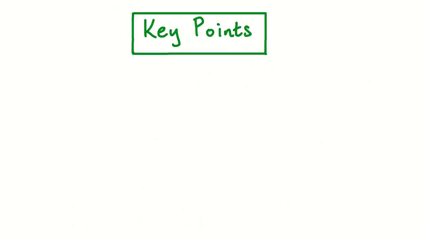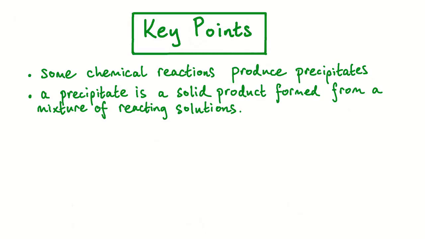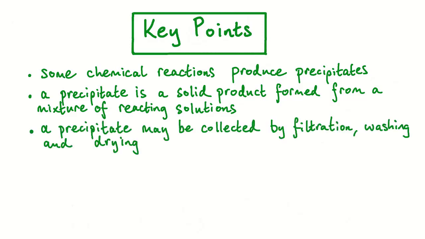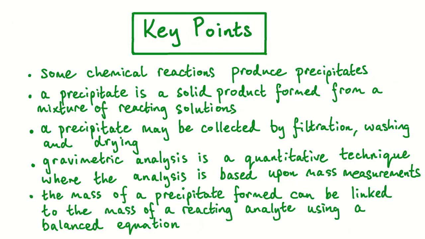Now it's time to review the key points. Some chemical reactions produce precipitates. A precipitate is a solid product formed from a mixture of reacting solutions. A precipitate may be collected by filtration, washing, and then drying. Gravimetric analysis is a quantitative technique where the analysis is based upon mass measurements. The mass of a precipitate formed can be linked to the mass of a reacting analyte using a balanced equation.